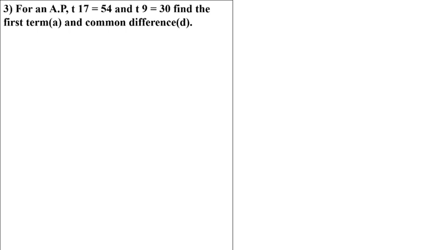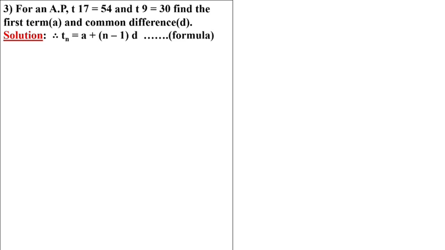From an AP, T17 is given 54 and T9 is given 30. Find the first term and the common difference, that is d. With the help of the 17th term and 9th term, we will form two equations with two variables.